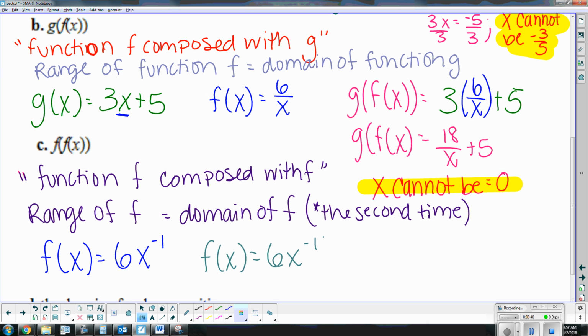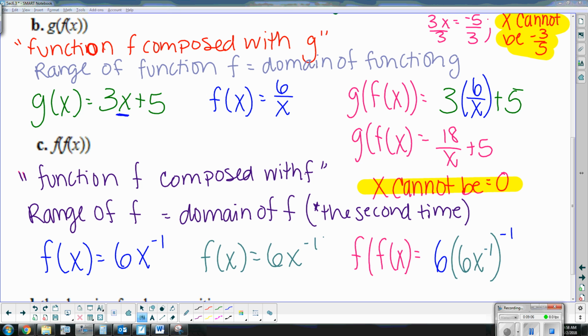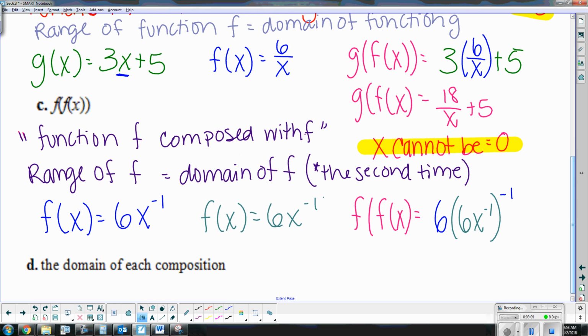Now when we take f composed with f, we're going to take the range of f of x and use that as the domain of f of x. So we're going to do this function twice. So here is our input for the second f of x function. So we're taking 6x to the negative first, where our x is now 6x to the negative first. That is our function f of x.